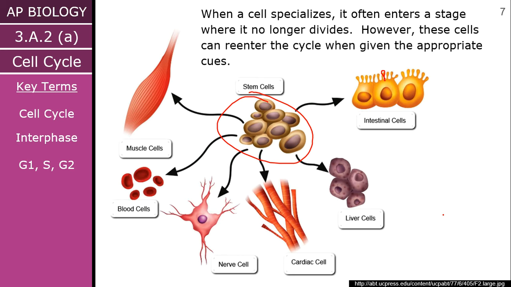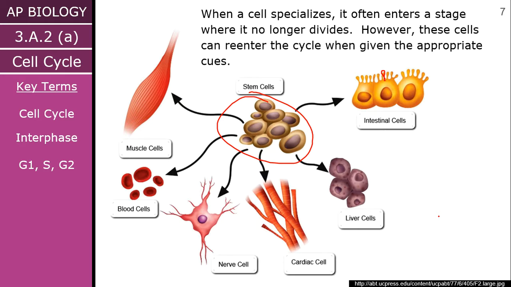And any time that a cell specializes and it starts to go through that G1 phase, it's entered interphase. It's starting to do its job. And then when that cell needs to divide, it will eventually enter the mitosis phase. But while it's doing its job, we call it still part of interphase.